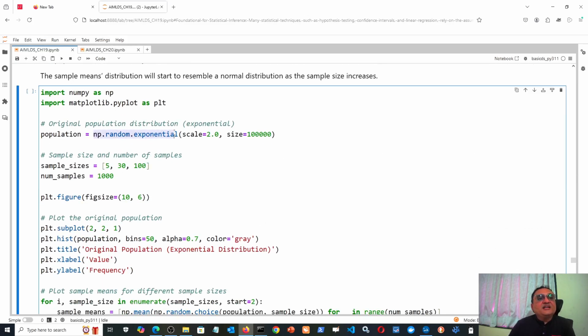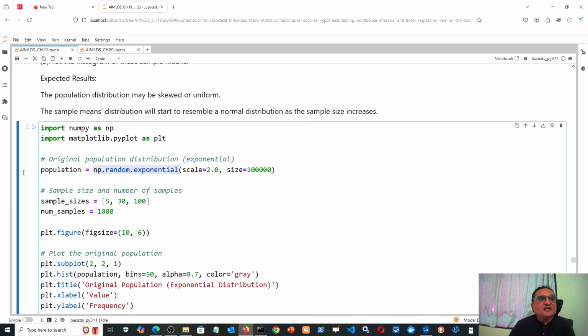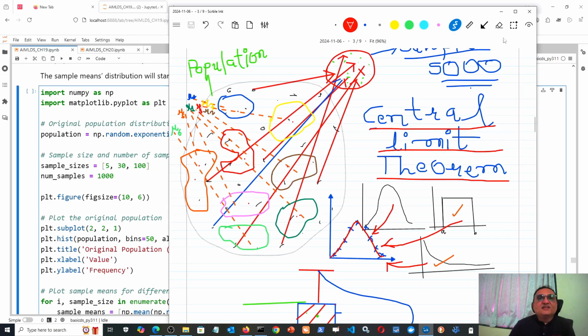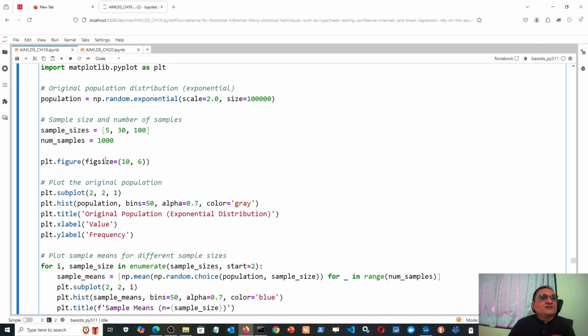So here I am deliberately taking an exponential distribution, which is not normal. So population is np.random.exponential, scale equal to 2. Scale stands for standard deviation, and size is equal to a very large population, 1, 2, 3, 4 and 5, that is 1 lakh or 0.1 million. That many data points we will take in the population, because a population is always a large number of observations, right? Then from it we will select the samples.